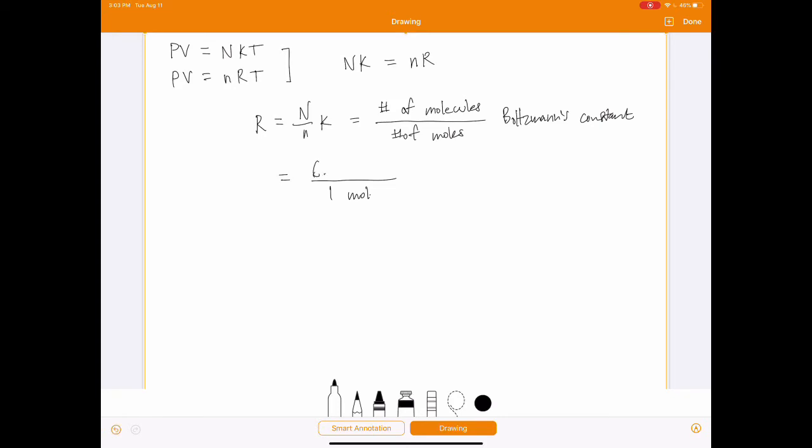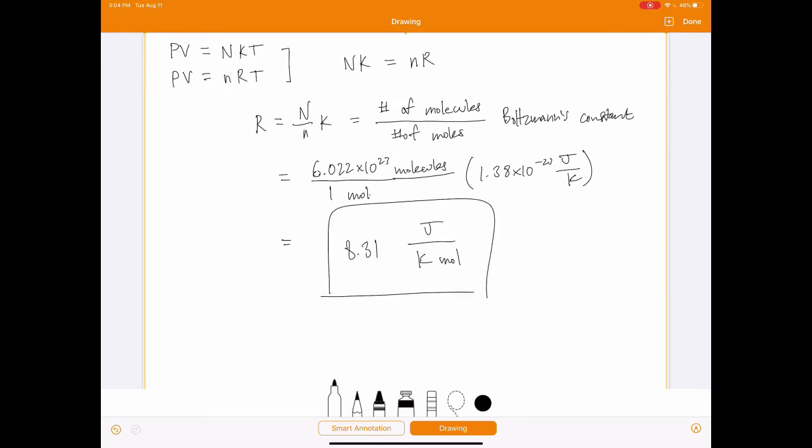Up here we would have 6.022 times 10 to the 23 molecules. In other words, I always know the ratio between the number of molecules and the number of moles. That's Avogadro's number. And then Boltzmann's constant is 1.38 times 10 to the minus 23 joules per Kelvin. So unit-wise, what I'm left with is joules per Kelvin mole. And numerically, if you crunch these numbers, it turns out to be 8.31 joules per Kelvin mole. So that's where R comes from.